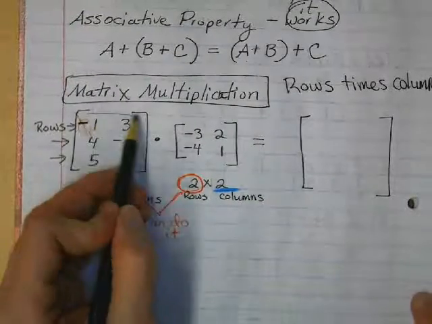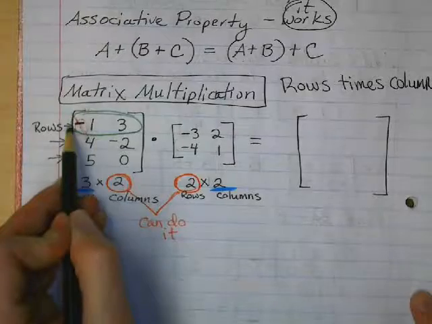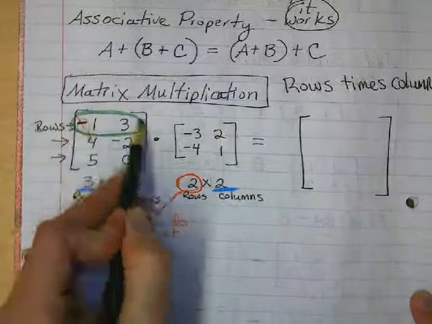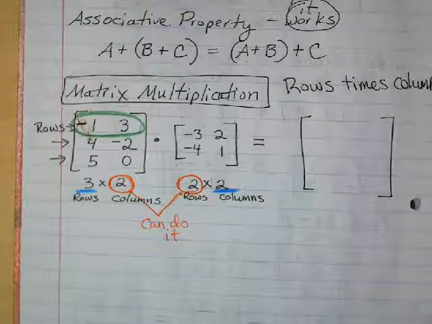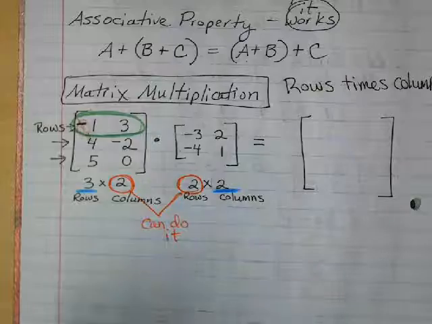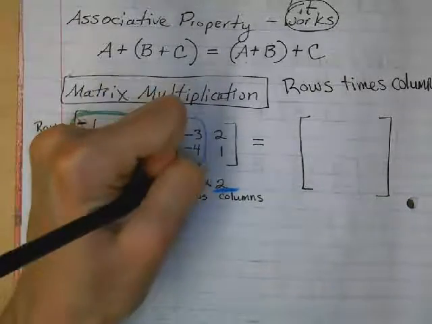So I'm saying you're going to have to take this row that I'm highlighting in green here, circling in green. You're going to have to take that row times this column in this one.